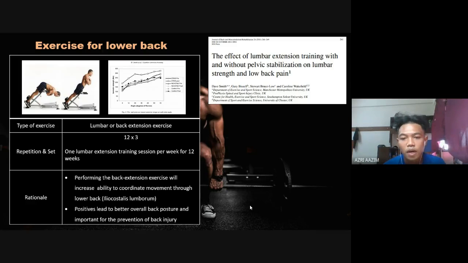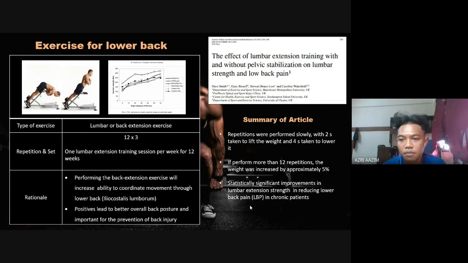So why do we choose the lumbar extension exercise for patients with lower back pain? This is because by performing the back extension exercise, we increase the ability to coordinate movement through the lower back, which targets the 3 parts of the erector spinae: iliocostalis lumborum for the lower part, spinalis thoracis for the middle part, and longissimus thoracis for the top part. The second rationale is that it leads to better overall back posture, which is important for the prevention of back injury. Next.